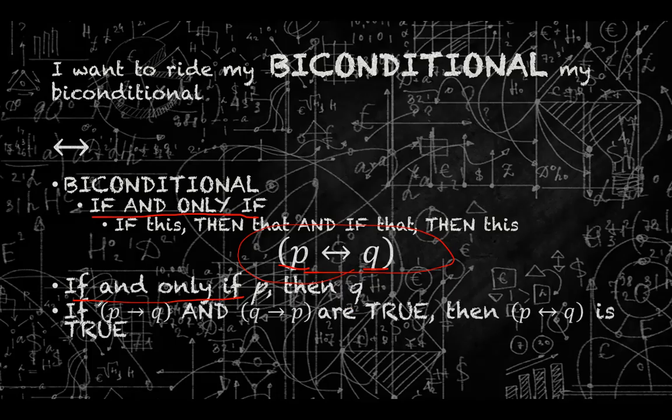So if the conditional if P, then Q is true, and the conditional if Q, then P is true, then if and only if P, then Q is also true. All right? And that is each of these conditions is both necessary and sufficient. Okay, so we use the biconditional a lot to define concepts and terms.